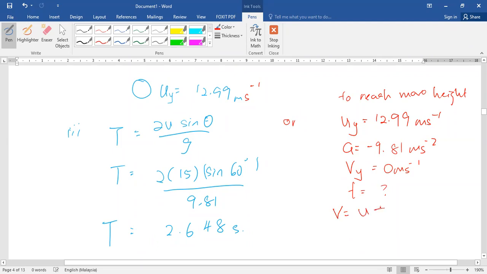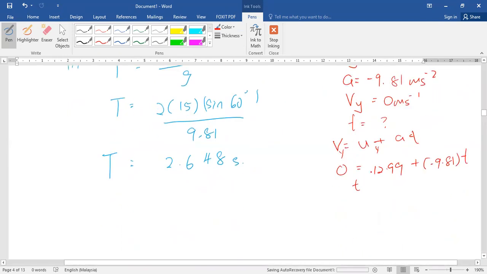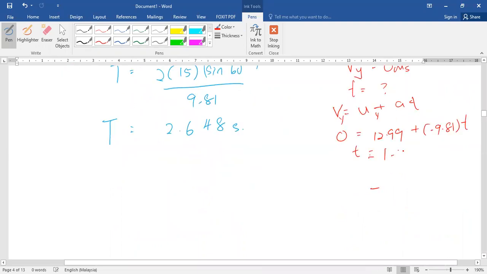So we use v equal to u plus at, vy equals uy plus at. So 0 equals 12.99 plus negative 9.81 times t. So t is 12.99 over 9.81, which is 1.324 seconds. The total time is 2t, because the object reaches the maximum height and falls down again. So it is 2 times 1.324, and I get t equal to 2.64 seconds. That means we can use this method to solve it.